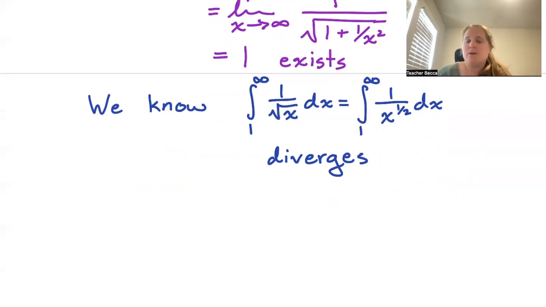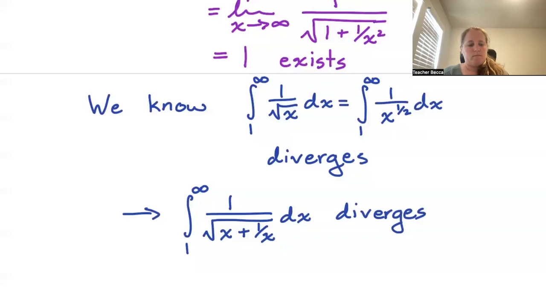So both the direct comparison test and the limit comparison test can be useful. It's just largely a matter of personal preference which one you want to use. Limit comparison can be a little easier just because you don't have to show that f is trapped below g or f trapped above g. But these are two methods you have available to you for checking if improper integrals converge or diverge.